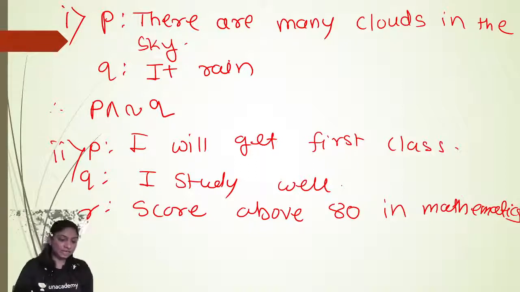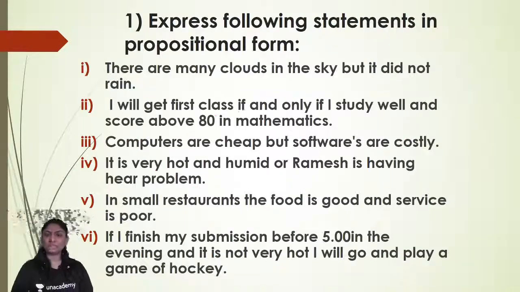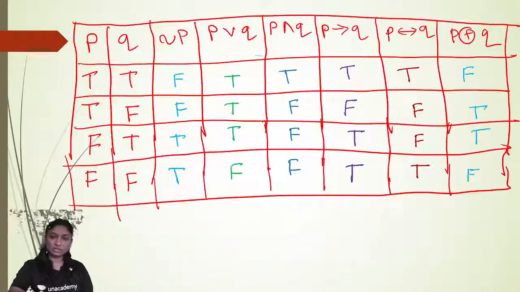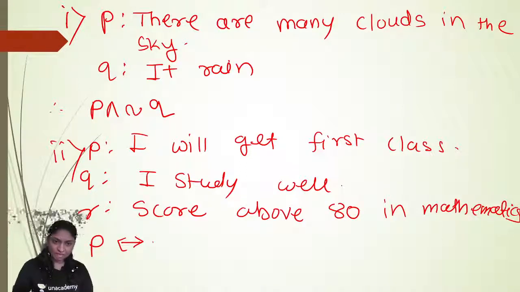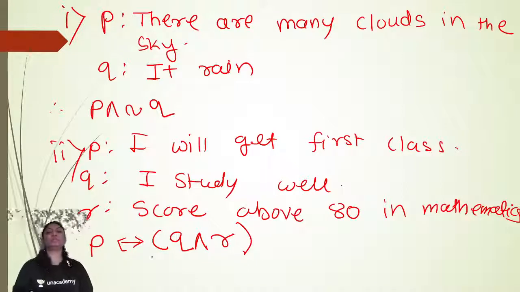So we can write this statement in a propositional form if "and only if" statement is given, right? I will get a first class if and only if. So it means definitely there is a biconditional statement. So I will get a first class if and only if I study well and score above 80 in mathematics. So I will write this statement here: P if and only if Q and R. So this is your propositional form.